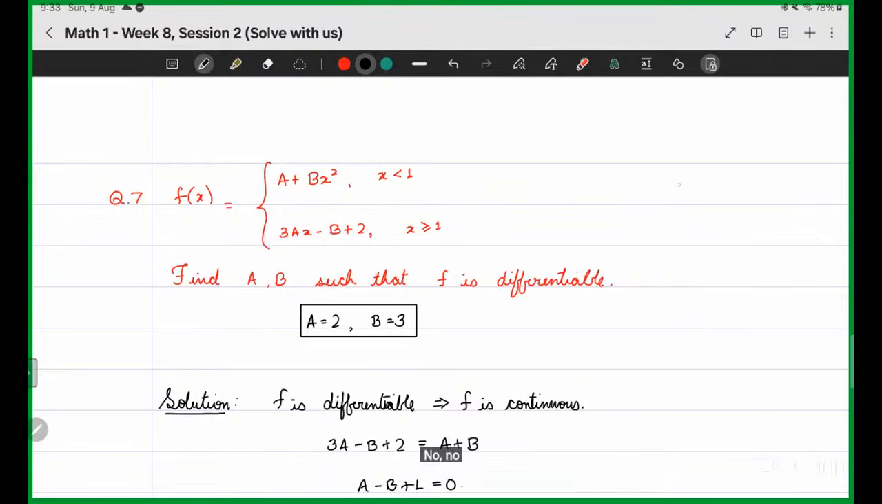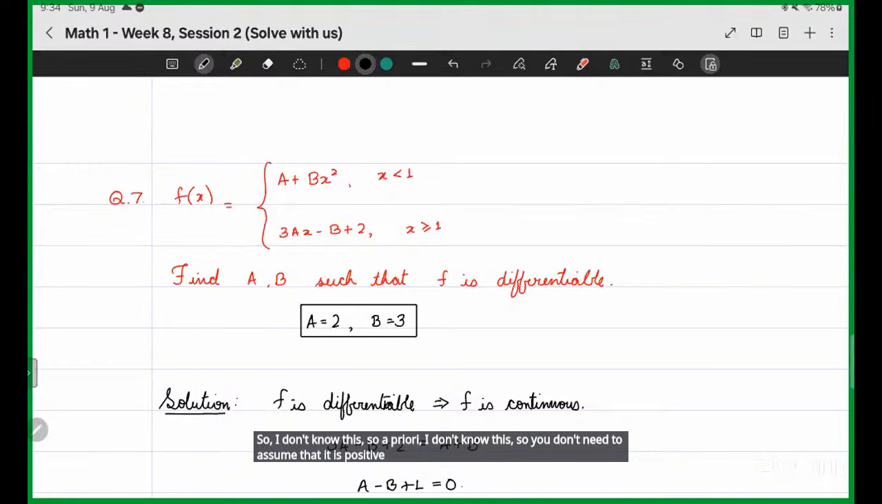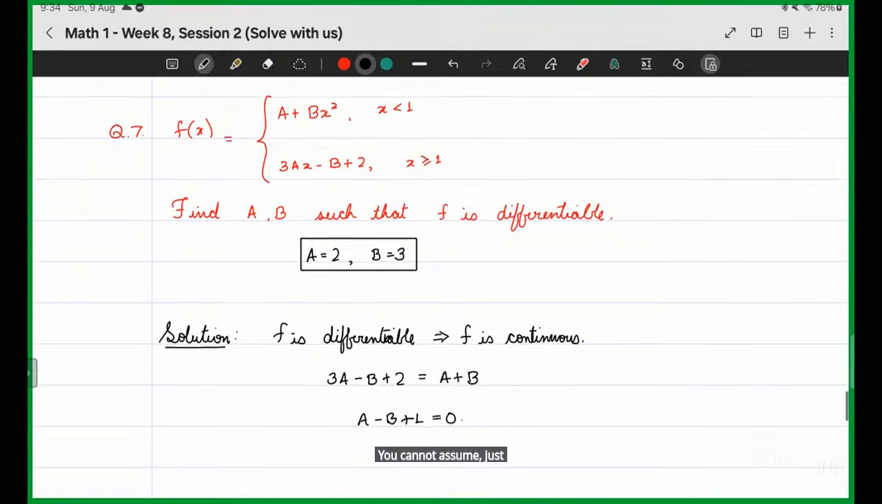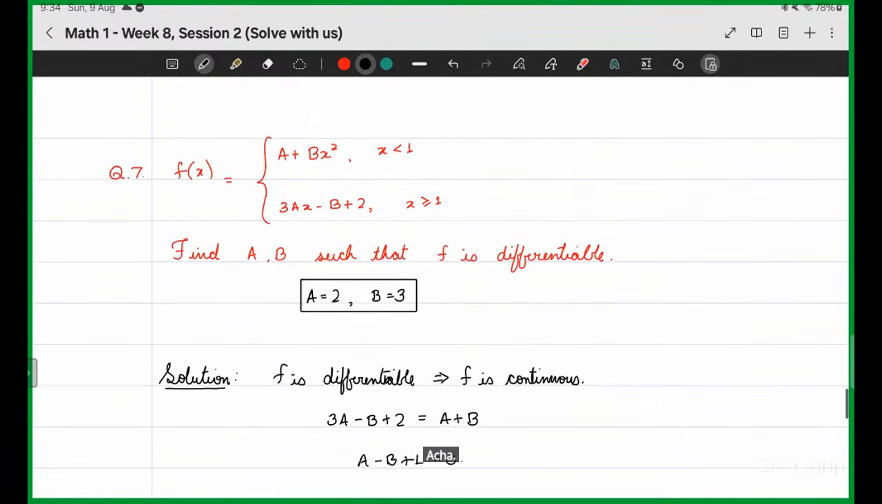No. What I am saying is, here the b is positive, so it is an upward parabola. So a priori, I don't know this. So you don't need to assume that it is positive, a plus bx square. Here I assume that b is positive. You cannot assume just like that. So just by the given data, you have to figure it out.